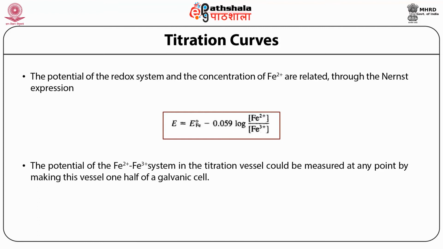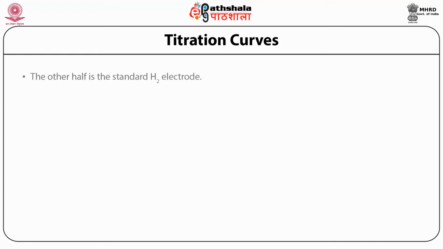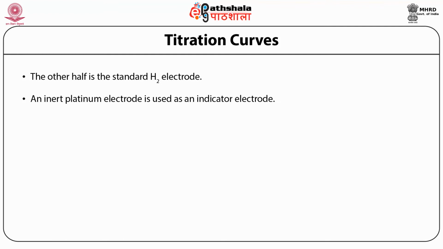The potential of the ferrous ferric system in the titration vessel could be measured at any point by making this vessel one half of a galvanic cell. The other half is the standard hydrogen electrode. An inert platinum electrode is used in the titration vessel to serve as an indicator electrode.